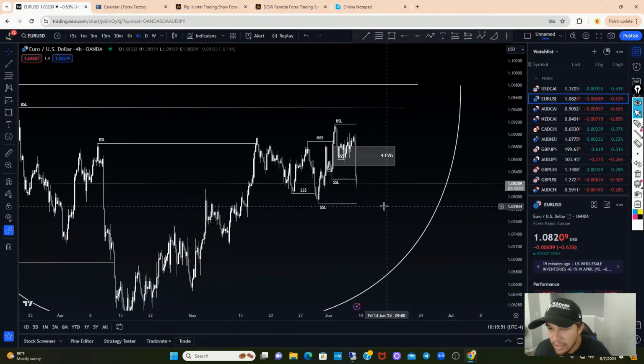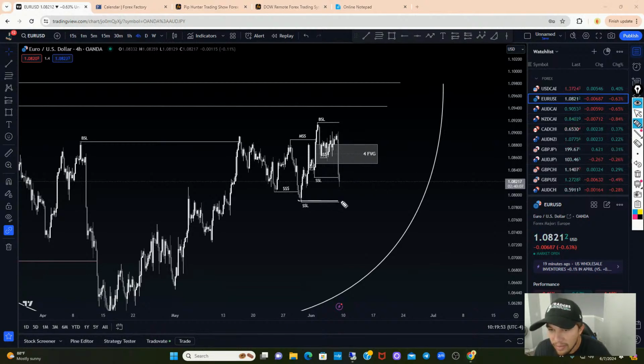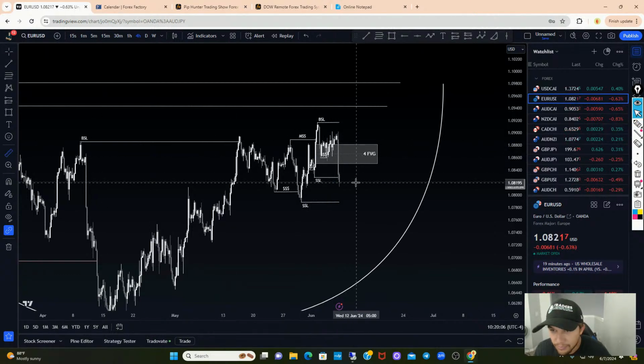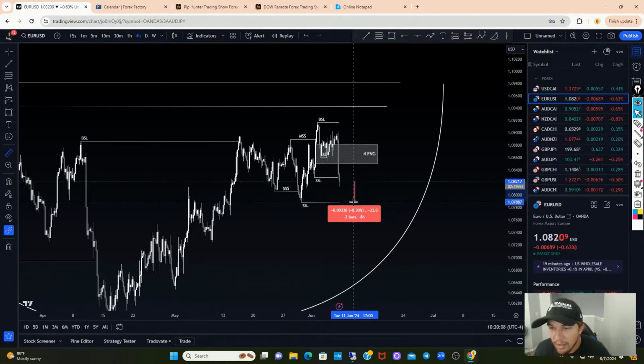We now swept sell side. Maybe we do come back here and we see all the sell side get swept, looking for this manipulation before continuing higher, right? So we might see this get swept, and that is about 33 pips.